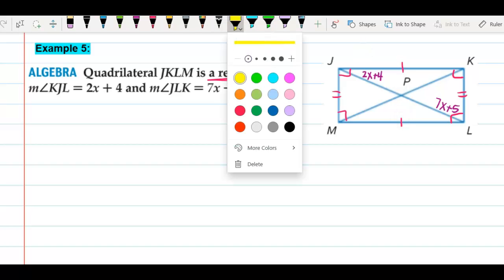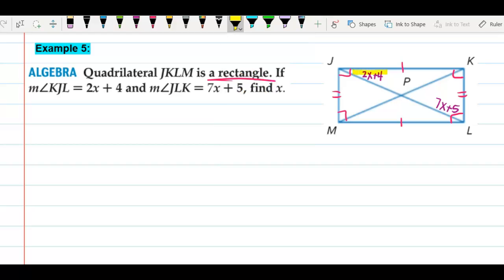But going back to what we covered in Unit 4, notice our diagonals are creating different triangles. So if I highlight my two angles that I was given with the x values, and then I highlight angle K, I've created a nice triangle for ourselves. And we know the 3 angles of a triangle should add up to 180 degrees.